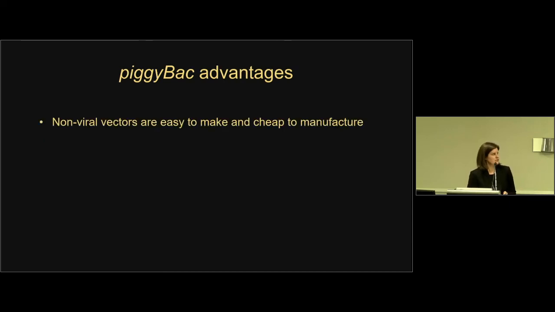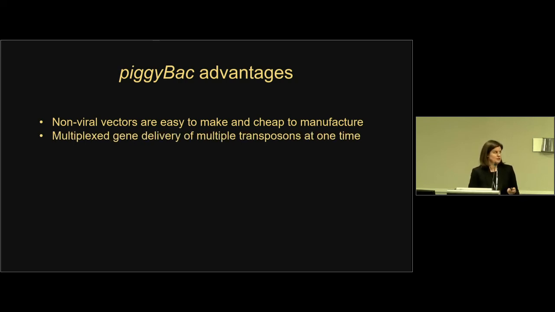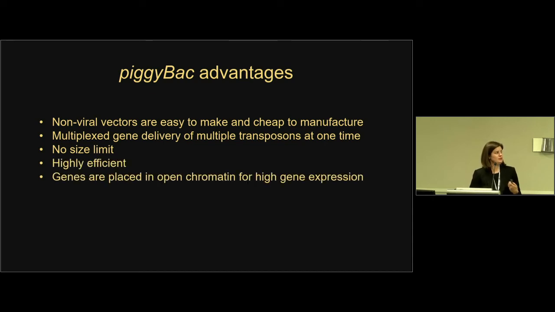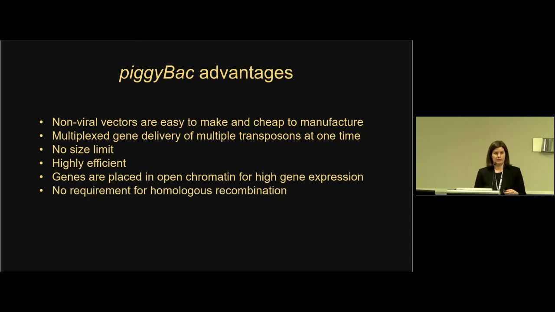Some of the advantages: non-viral vectors are easier to make and cheaper to manufacture, right? And you can do multiplex gene delivery, so you can put a lot of different transposons in. There's no size limit. Allan Bradley's group has shown you can integrate a 200 kb bacterial artificial chromosome. That's very large, so I don't know of a size limit. It's highly efficient, and the genes are put in open chromatin, so you get high gene expression. And there's no requirement for HDR.